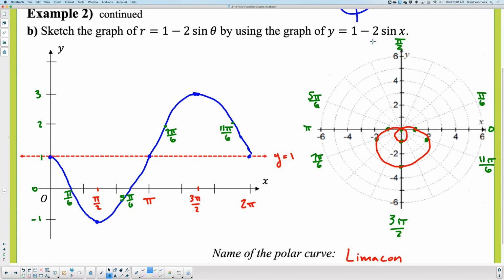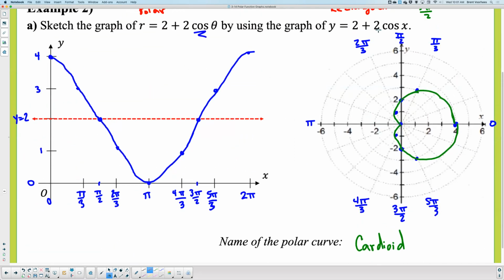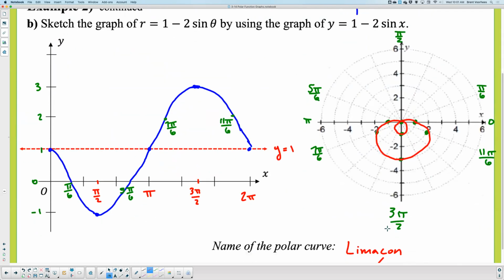But before I tell you the rule, I want you to look at these two. This one had a crack. And it had to do with these two numbers. If they're the same numbers, guess what you're going to have? A crack, which makes it a cardioid. If the numbers are different, it's a limacon. It won't always have an inner loop, though. And you're about to see that in the next one.